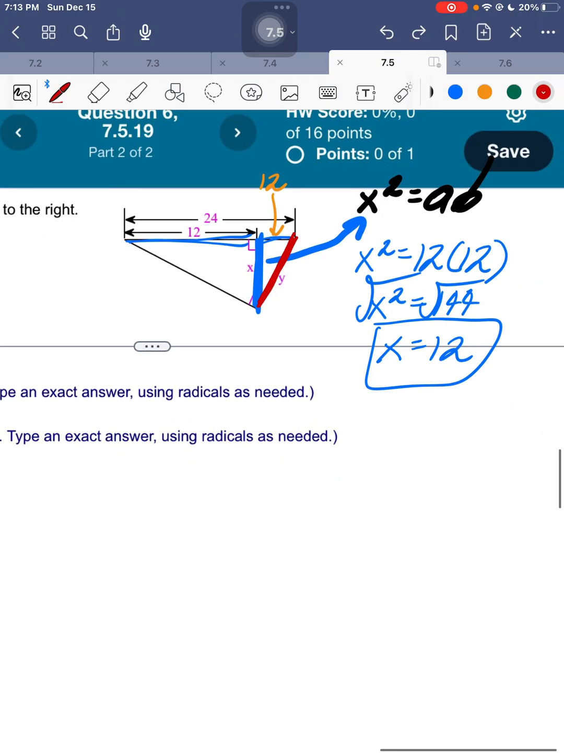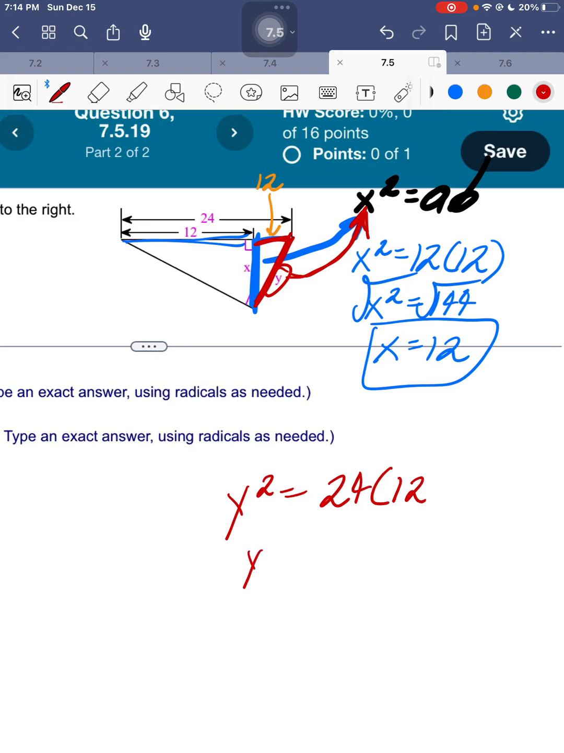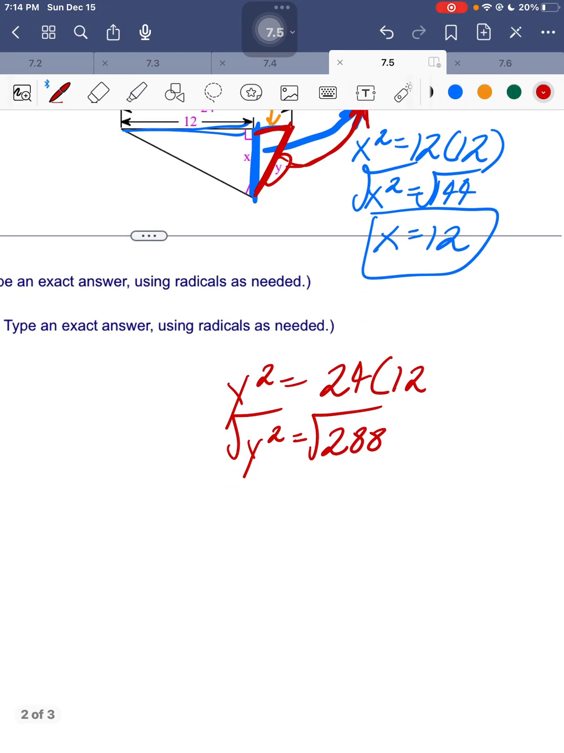Which one? It's the one that's actually connecting to that leg. So which segment is connecting to this leg? This one or this one? It's obviously this one. Okay, so let's do in red. Now it's going to be y squared, because this y needs to go onto this geometric mean right here. Okay, so y squared equals, what is it? The whole hypotenuse, 24, times the segment that is actually connecting to the leg, so that's 12. Y squared equals, what's 24 times 12? 24 times 12 is 288.